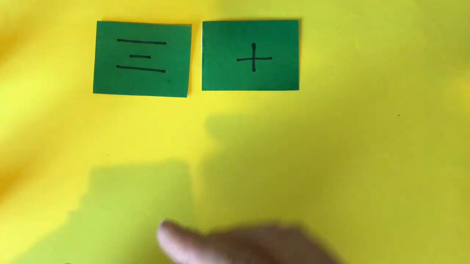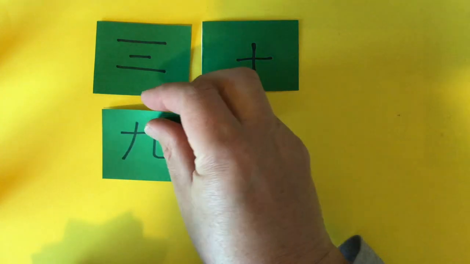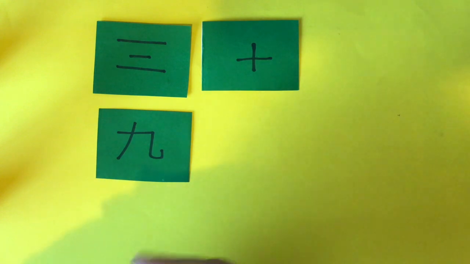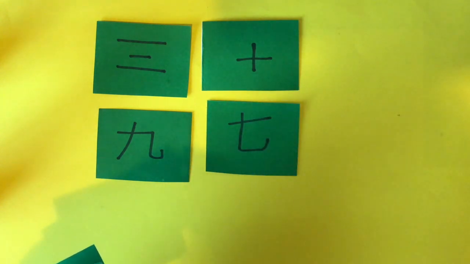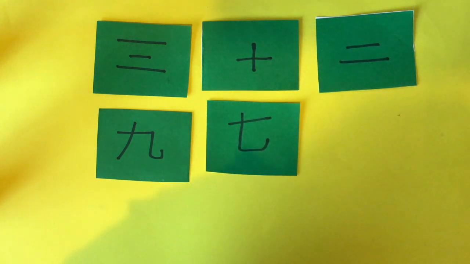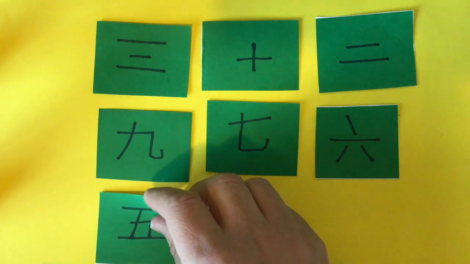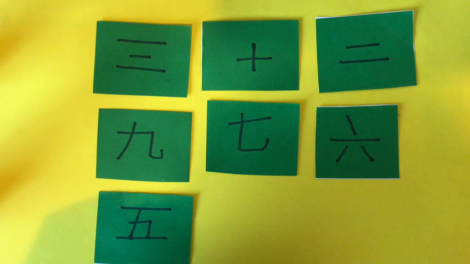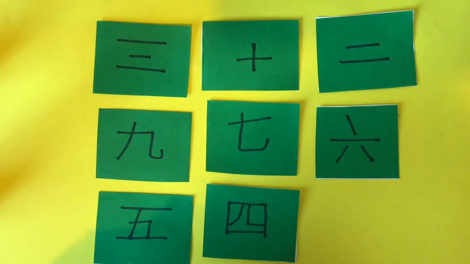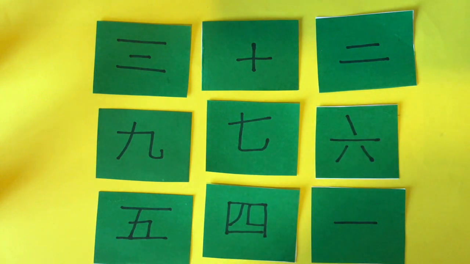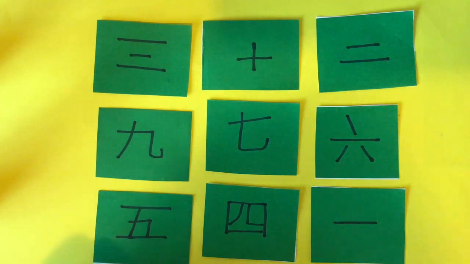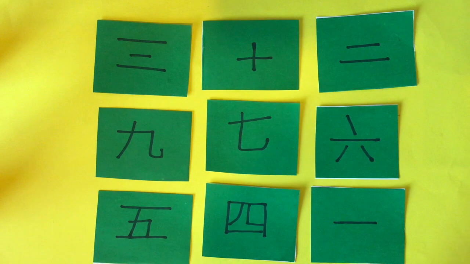We have San, Shi, Jiu, Qi, Liu, Wu, Si, Yi. Okay, that's all that can fit in the screen at the moment, so let's take a look at those. See which ones you remember.